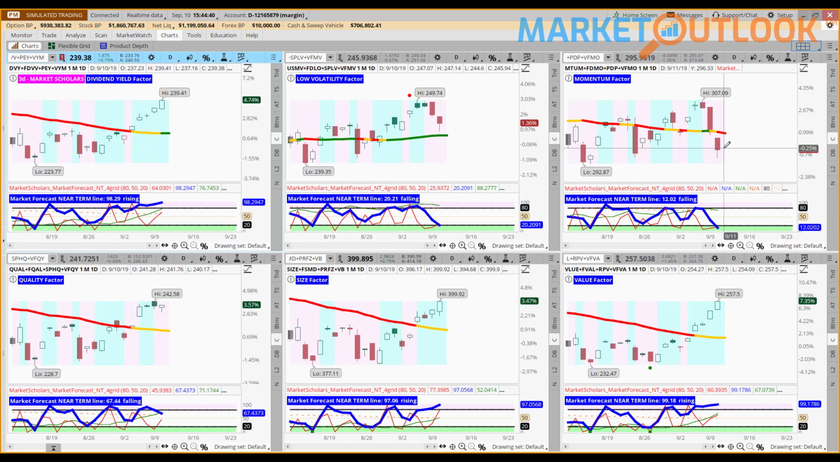Notice during those exact same time periods that dividend yield has gone up. In fact, dividend yield has been on basically a 5 or 6 day winning streak, and value has also been on a 5 or 6 day winning streak. So basically all the money coming out of here and all the money coming out of here is now going into here and going into here, and the net effect on the stock market is basically zilch.